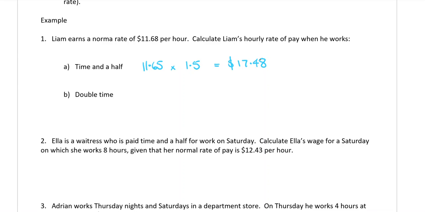But then what's his double time pay? That just means I want to double or times by 2 his normal rate of pay. So $11.68 times by 2 means that he's now going to get $23.36. So sometimes that's a bit of incentive for people to want to work later or longer or on public holidays, because you start getting paid a lot more per hour.